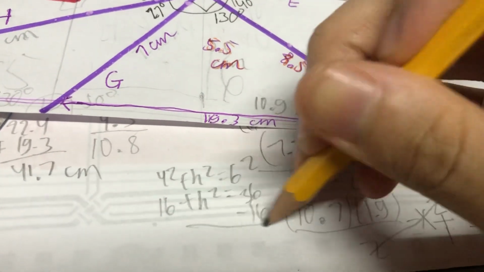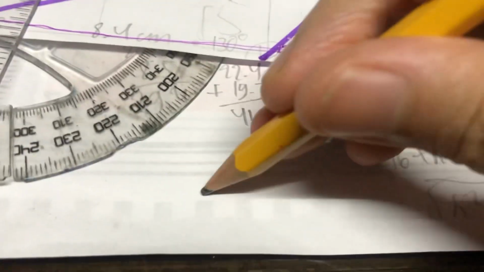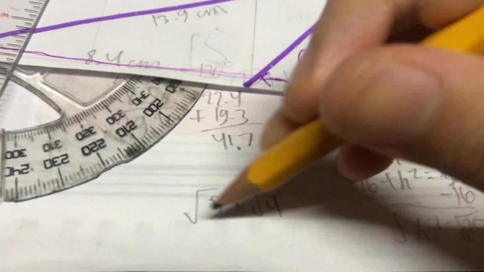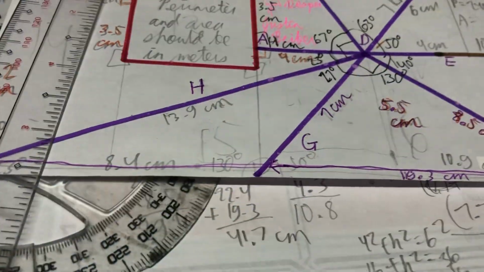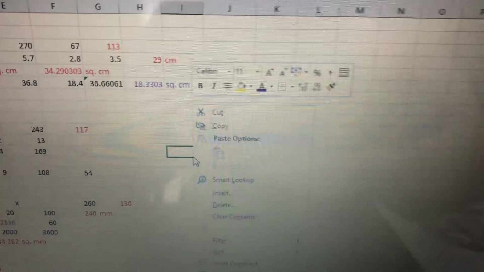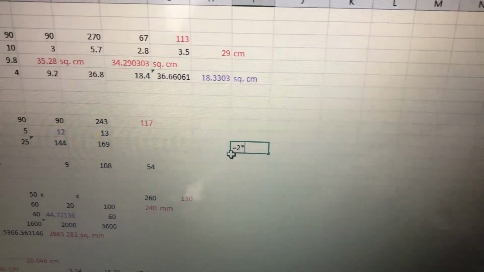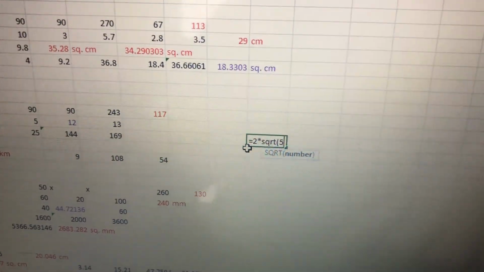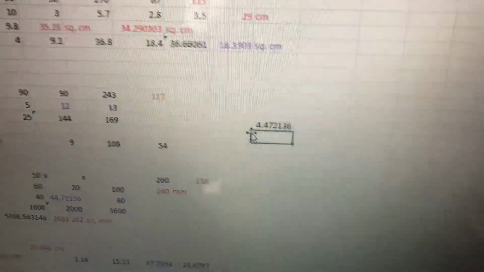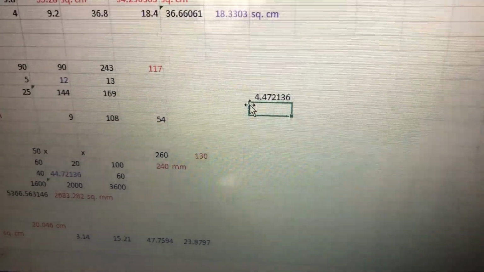Subtract both sides by 16. The height squared is equivalent to 20. Square root of 20 becomes square root of 5 times square root of 4. Square root of 4 becomes 2, times square root of 5. 2 times square root of 5, we do not know how to compute it, so we'll do this in Excel. Wait a moment. 2 times square root of 5. We should get 4.47 something. Okay? So, the measure of the height is 4.47.